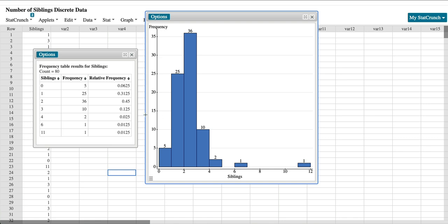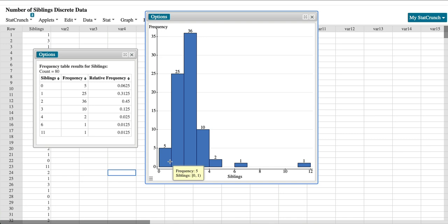So 0 siblings, there were 5. 1 sibling is 25, and then there's 3, there's 4, there's 5, 6, and then all the way up to 11 is up here to the right. So again, this is slightly different than the first data set we looked at, but the more of this data you look at and the more examples of histograms and frequency tables you get to see, you will get good practice at recognizing when it is skewed and when it is not.